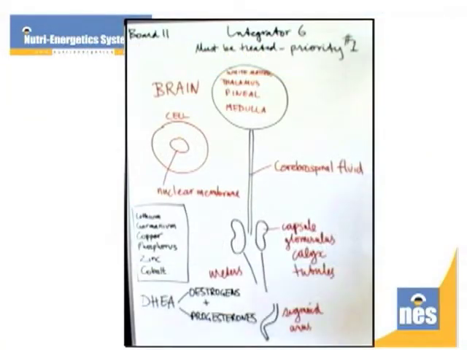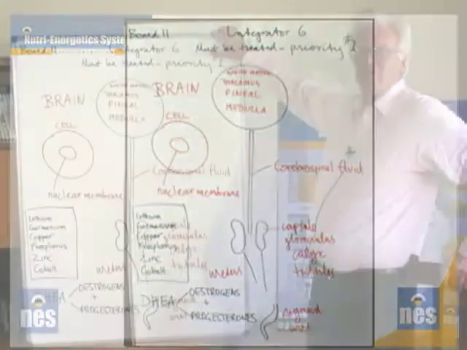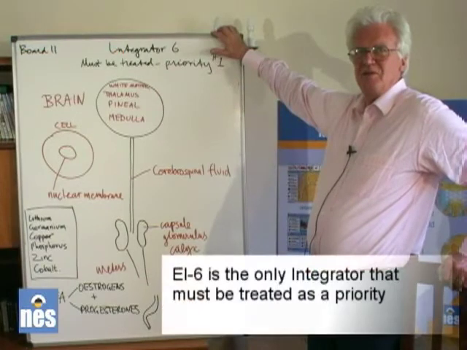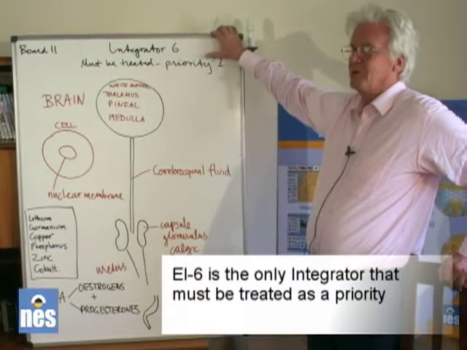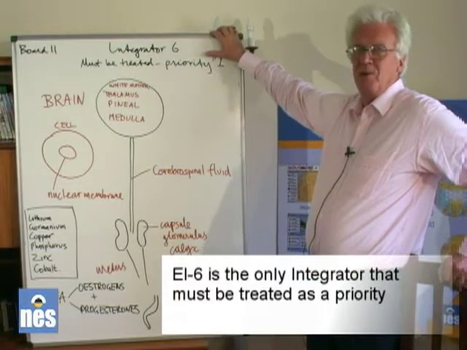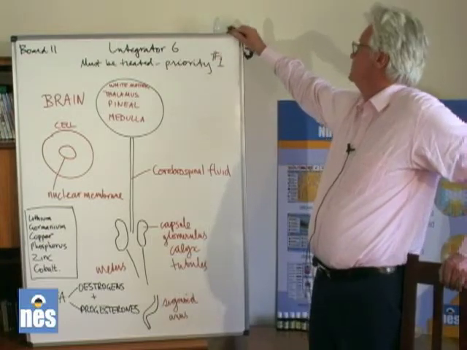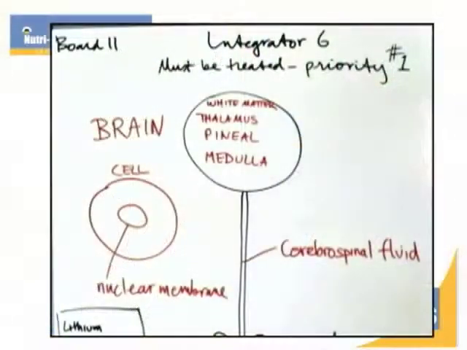Integrator 6 mind map. Here the note: we don't have our old idea of zero tolerance. I think it's been dropped, but it's priority number one. It's the only integrator that must be treated as an order of priority number one. The reason, I think, is that it's so important for the brain.